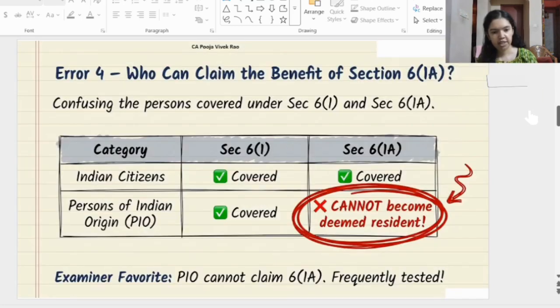Then error number 4, forgetting who can claim the benefit of section 6.1a. It has been noticed that students frequently confuse the provisions of section 6.1 and section 6.1a. Remember the distinction carefully. Under section 6.1, certain provisions apply to Indian citizens and persons of Indian origin, whereas the provisions under section 6.1a apply only to an Indian citizen. A person of Indian origin cannot become a deemed resident under section 6.1a. This difference is frequently tested in the examination.